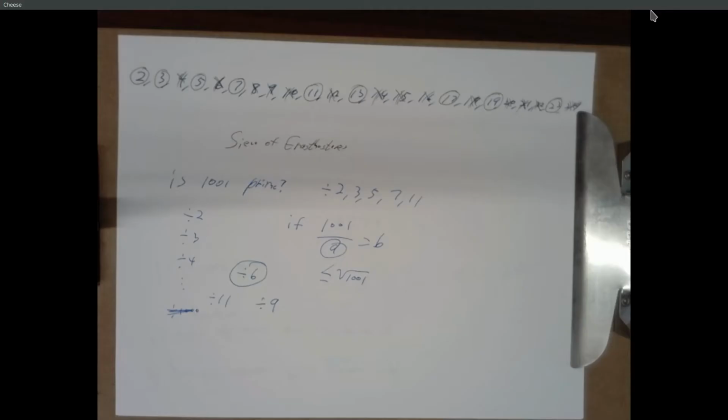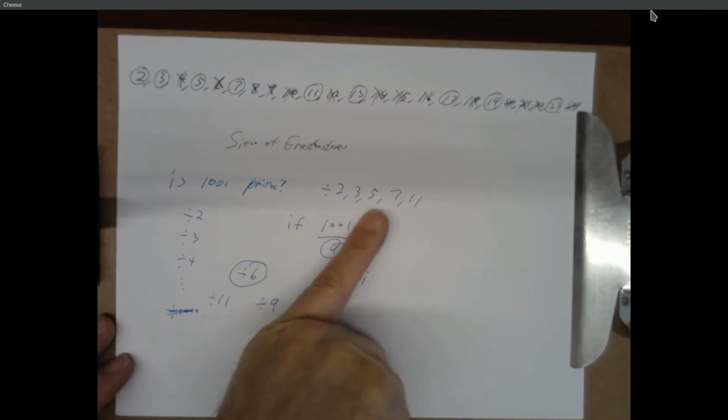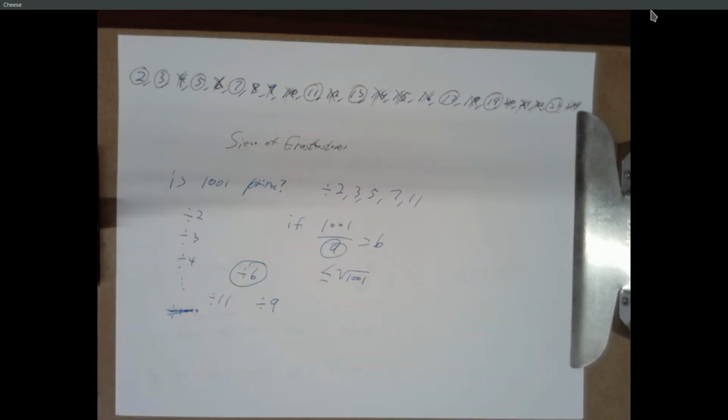So we can write a program to check to see if a number is prime by just dividing by all the prime numbers, or maybe all the numbers below its square root, starting with 2.